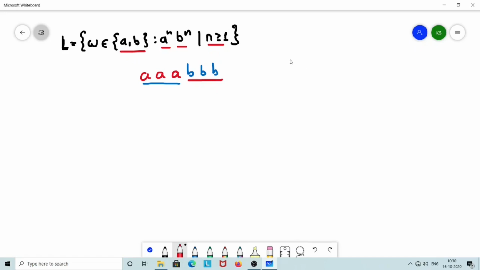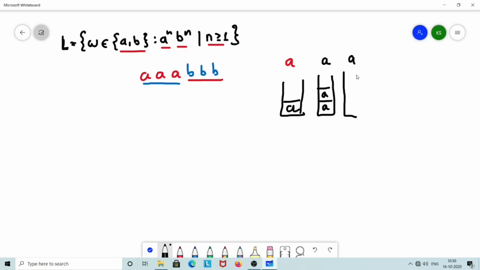So what approach can we take? For every A, we can push A onto the stack. For the first A, I am pushing A onto the stack. For the second A, I'll push A onto the stack. And for the last A, I'll push A onto the stack. After encountering three A's, this will be the content of the stack.